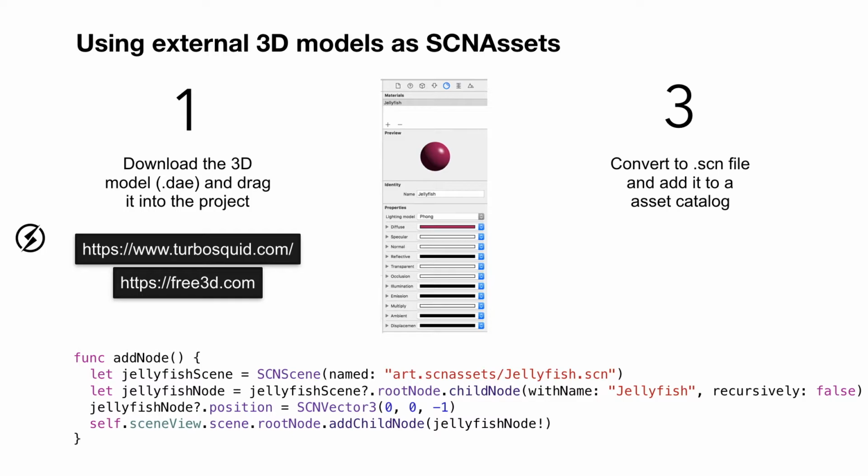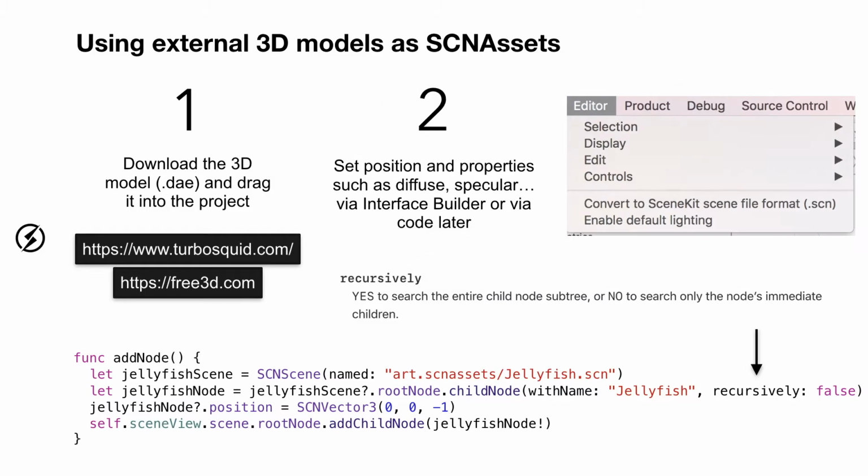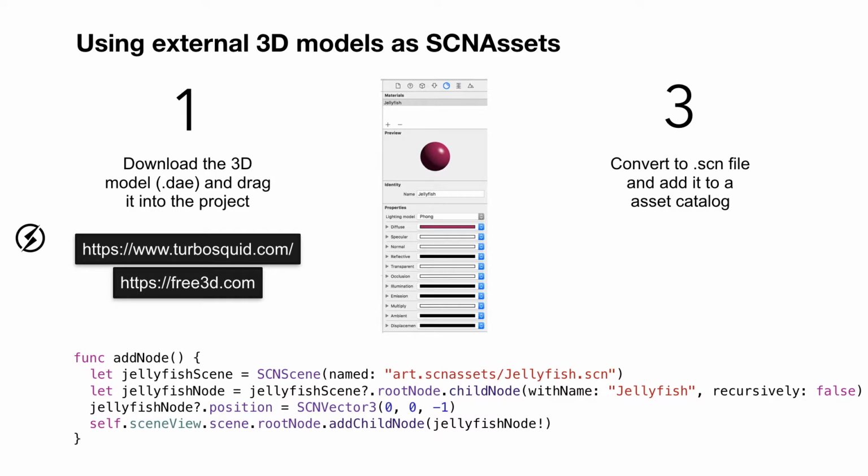Once you have done this, it will still be a different extension, and then you just go on editor and say convert to SceneKit file format, not SCN, and then you're going to have the SceneKit file property. This is the code to do this.